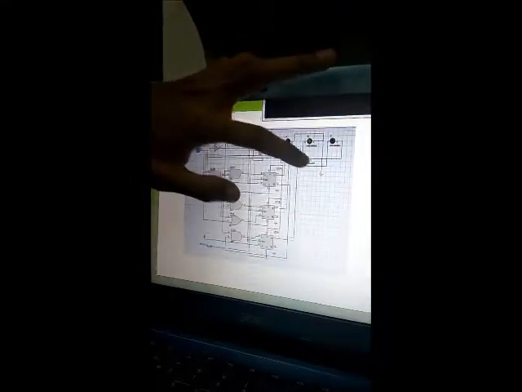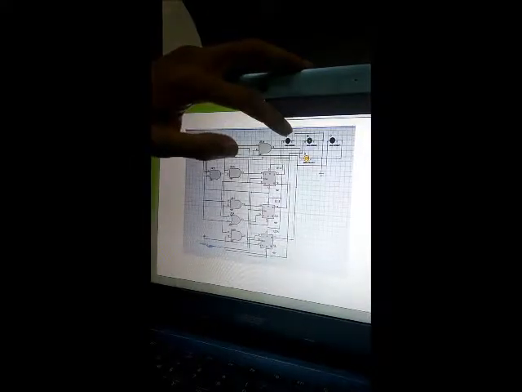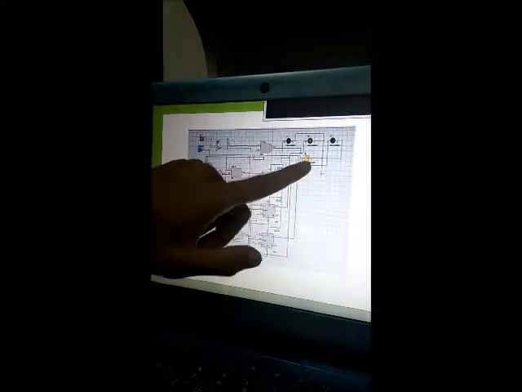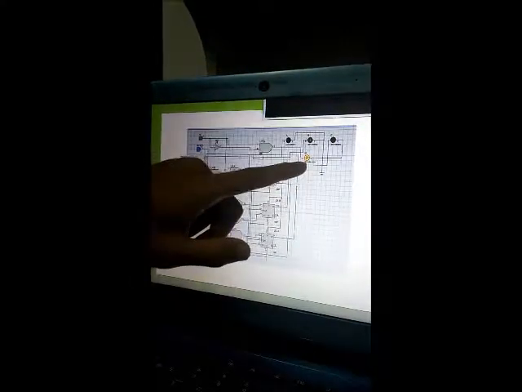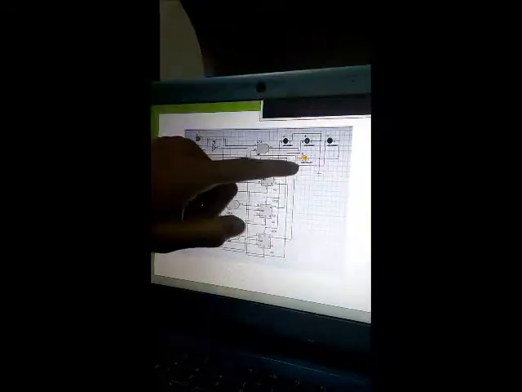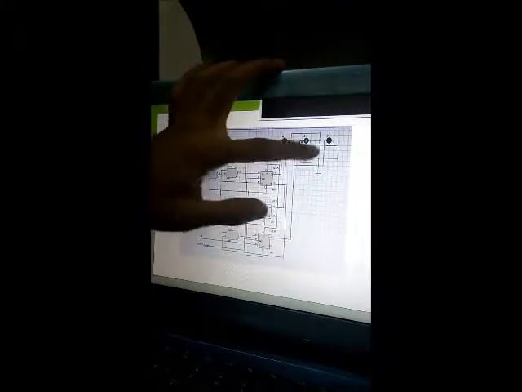When the state is 0 0 0, the output will be 0. Then when it changes to 0 0 1, the output is still 0. Then when it changes to 0 1 0, the output will be 1. The LED will light on. And at 0 1 1, the output is still on. At 1 0 0, the output will turn off again. Here is the flow in the simulation.